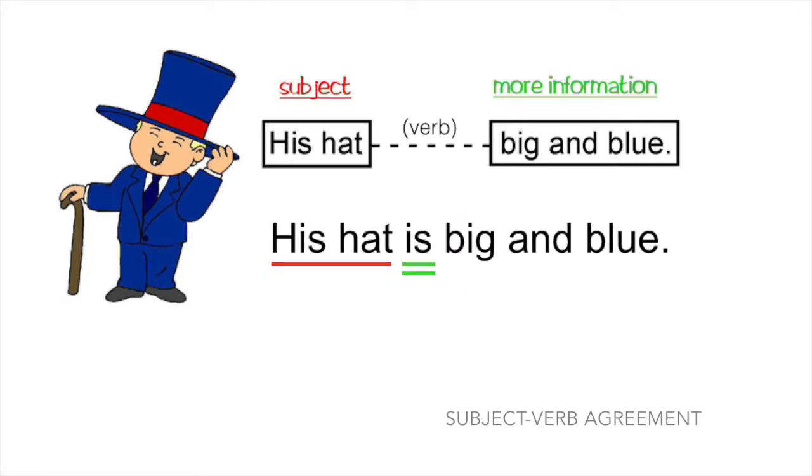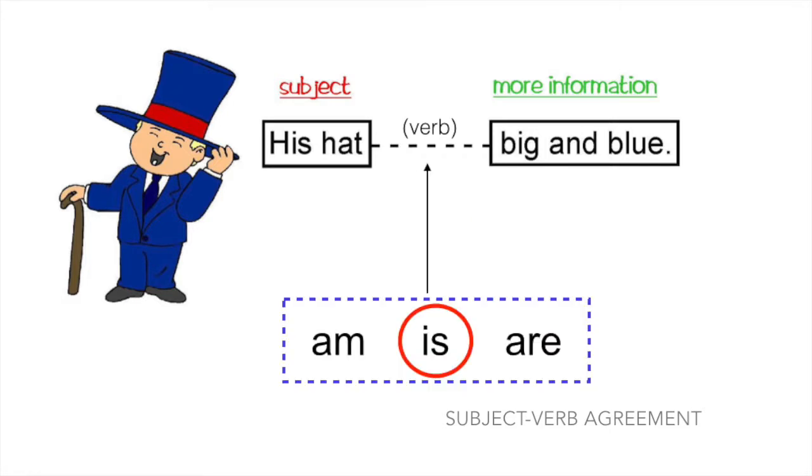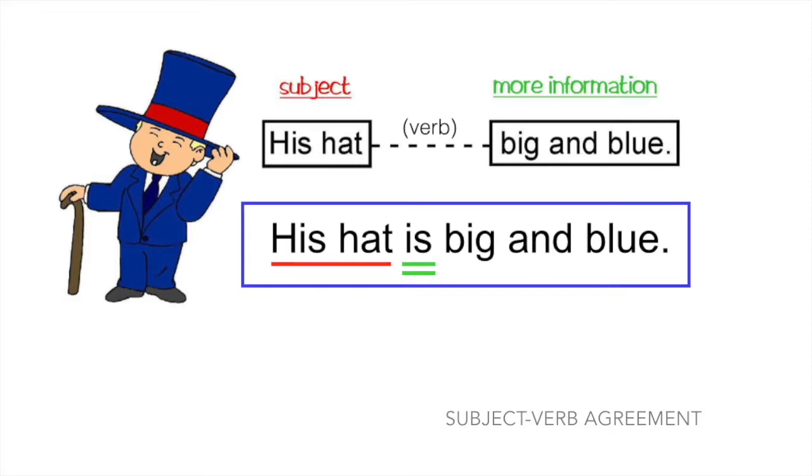His hat is big and blue. Well, that could work, so let's go ahead and leave that in question. And lastly, his hat are big and blue. Well, this definitely does not work. So we know that is the correct linking verb that we need to use. His hat is big and blue.